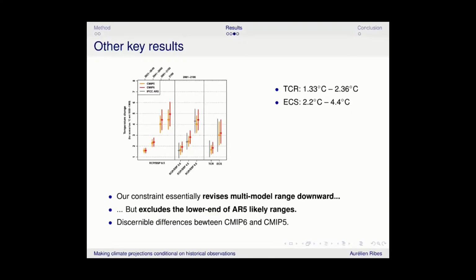What I would like to comment on is the fact that, as I said before, primarily the constraint by historical observations revises the model range downward. So we exclude the models with the highest sensitivity. But at the same time, if we compare our constrained ranges, the red ranges here, to the previously published AR5 likely ranges for a collection of scenarios, or even for sensitivity, either TCR or ECS, in fact we primarily exclude the lower end of these AR5 ranges, which is kind of paradoxical.